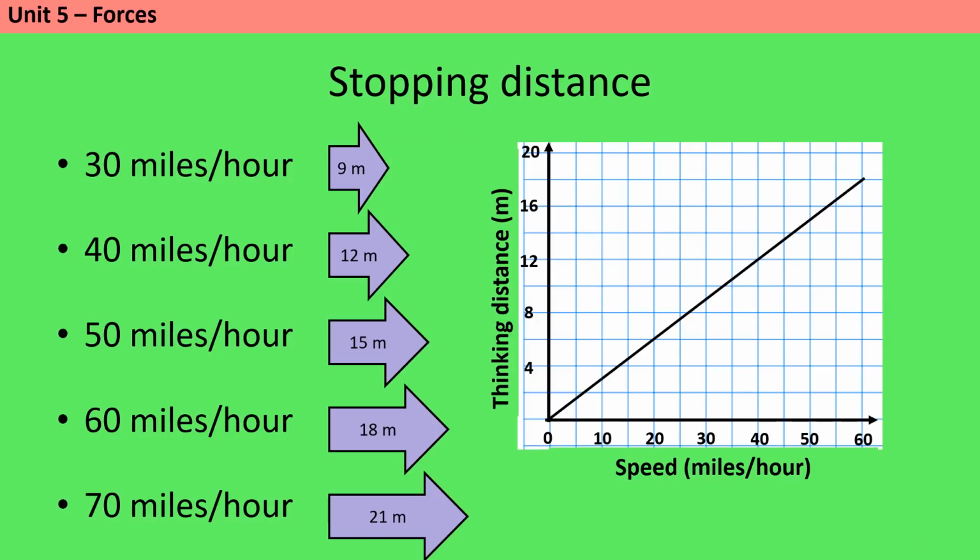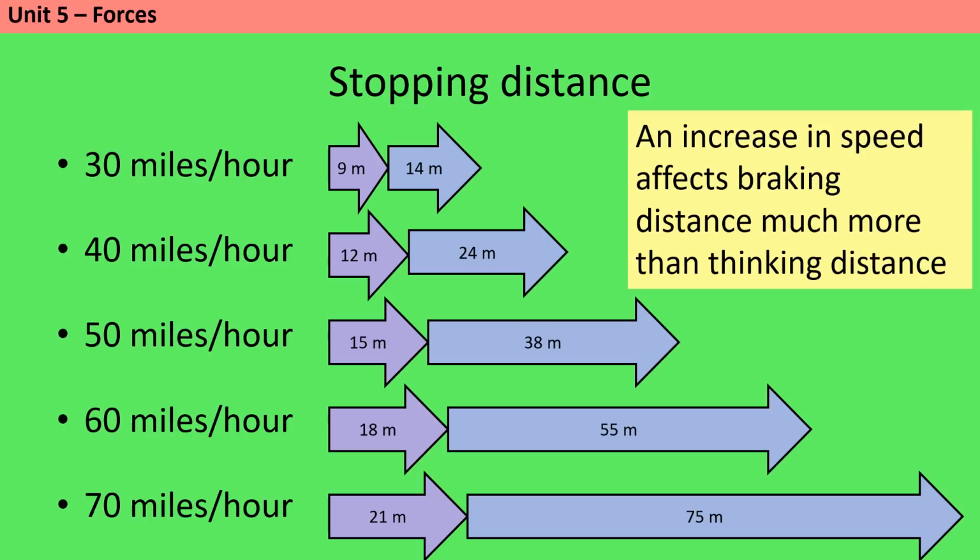Because it's a directly proportional relationship, if we plot these two quantities on a graph, we get a straight line graph which passes through the origin, 0, 0. If we now look at braking distance, we can see that this isn't the case, and this isn't a directly proportional relationship. If I consider the braking distances at 30 miles an hour and 60 miles an hour, we can see that actually the braking distance at 60 miles an hour is nearly 4 times larger, even though the speed has only just doubled. So we can say that an increase in speed affects the braking distance much more than it affects the thinking distance.